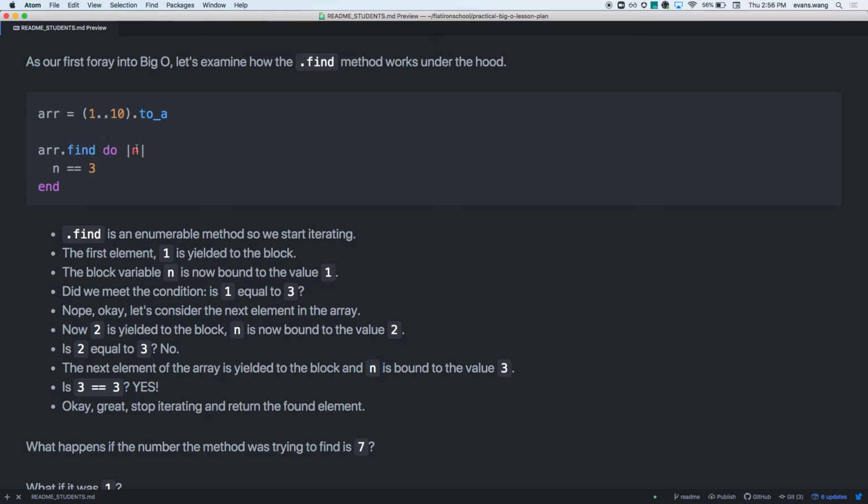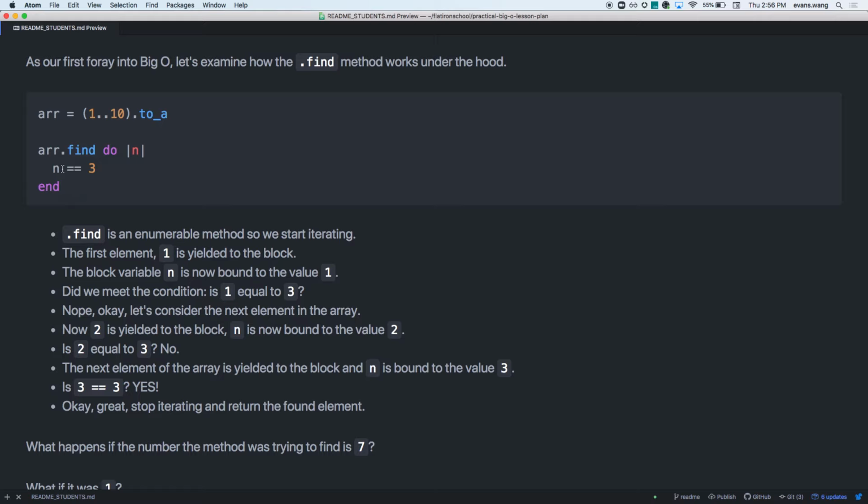Now n is 2. Is 2 equal to 3? No, and then it starts over again. Now 3 is yielded to the block, so 3 is now n. Is 3 equal to 3? Yes. So it doesn't make sense to measure how fast or efficient an algorithm is based on the best case scenario.